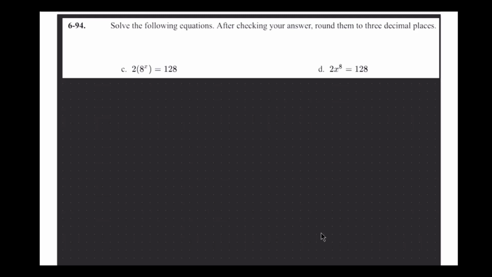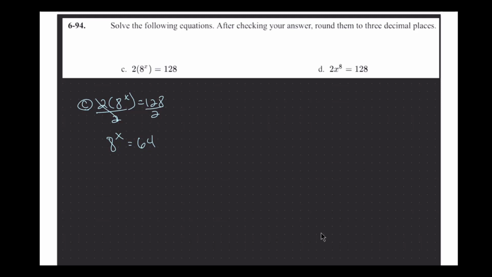So on our problem C, 2 times 8 to the x equals 128. What do you think the first thing we're going to want to do is? Well, we can't distribute it. Because this is 2 times 8 to the x, we're going to divide both sides by 2. So we get 8 to the x equals 64, right?